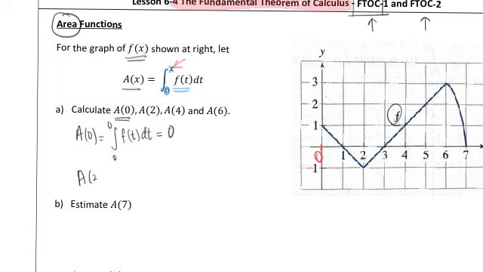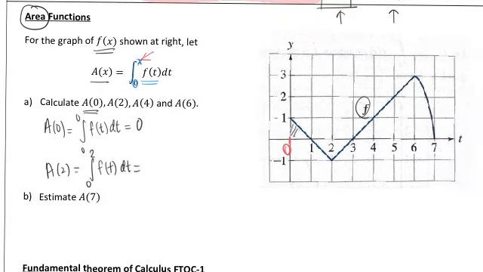If I'm doing A of 2, then I mean the definite integral from 0 to 2 of f of t dt, which of course means the area between f and the x-axis going from 0 to 2. And since you can see that those two triangles, like one is positive, the other one's negative, and they're the exact same area, this is going to be 0.